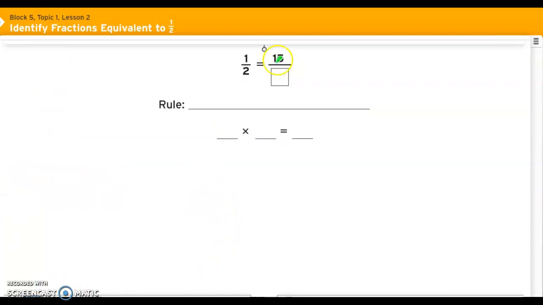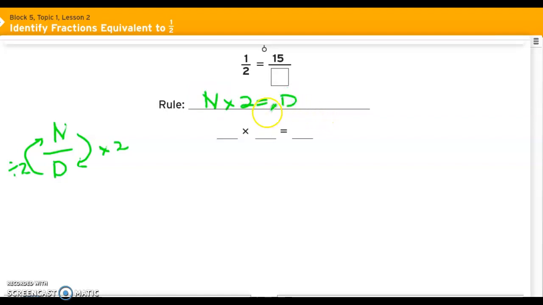We have one more example. 1/2 equals 15 somethings. We don't know how many equal pieces that's divided into. So if we go back to numerator, denominator, take the numerator times 2 to find the denominator. The numerator is 15 times 2. 15 times 2 is 30. So 15/30ths is the same as 1/2.